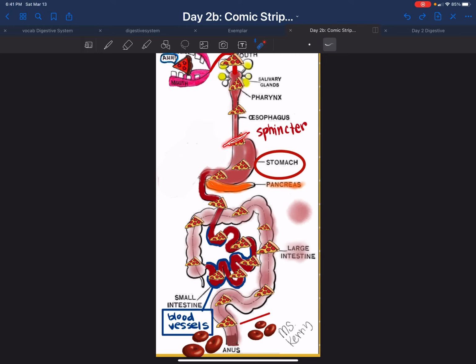And then the sphincter is right here just before you get to the stomach. Then it goes into the stomach, and it's still being broken down into tiny pieces. I just put the pizza here. It definitely is not that size, but I put it here so you could see where the pizza's going. And then it goes all the way down into the small intestines, and then into the large intestines, to the blood cells, and then whatever's left goes to the anus, which is poop, or the correct term is feces.